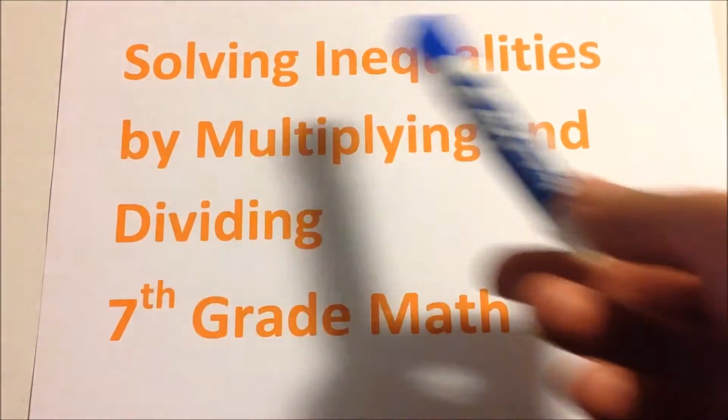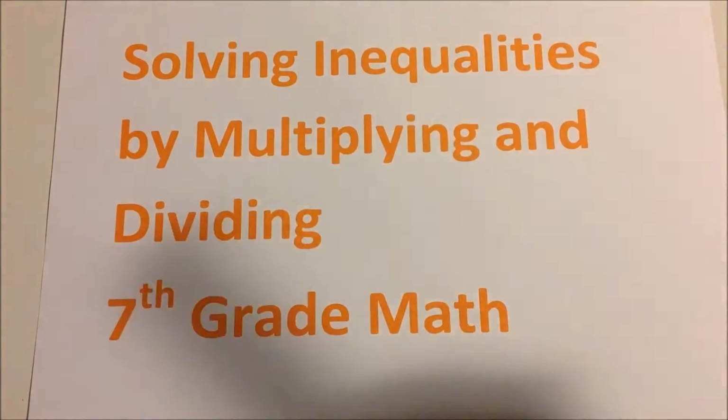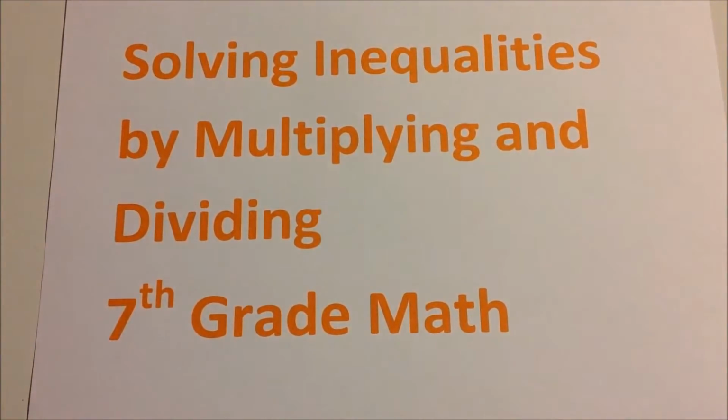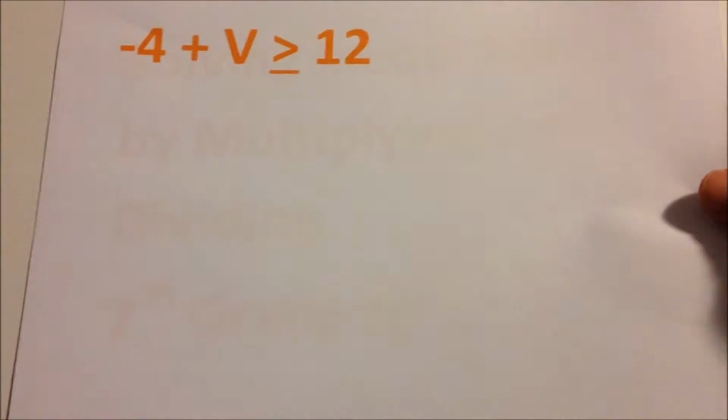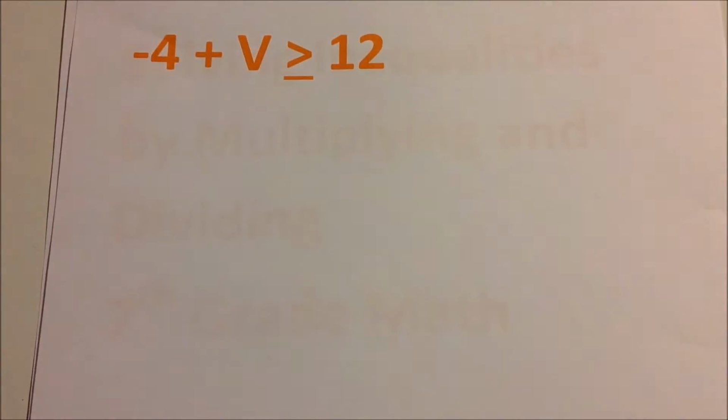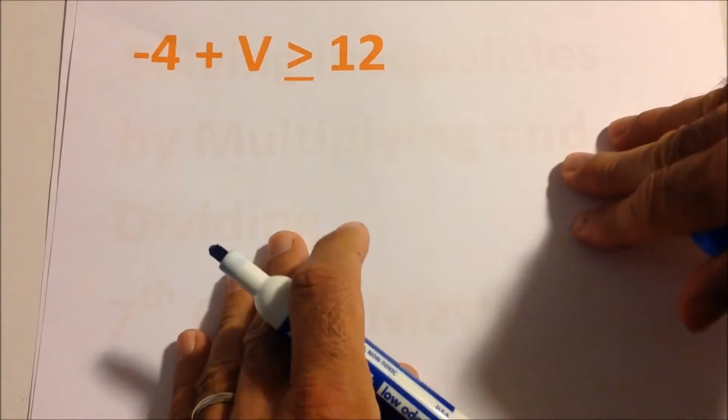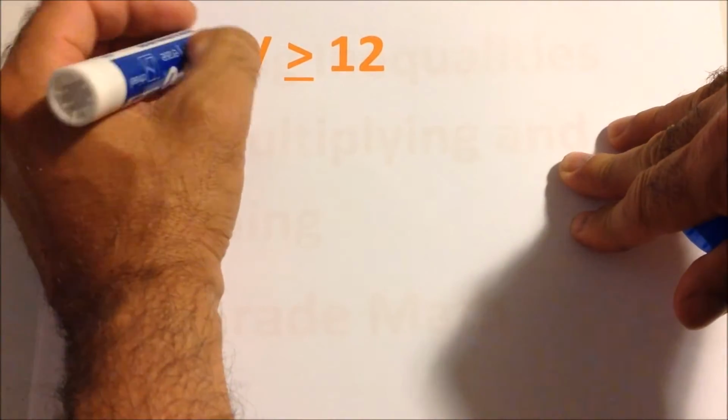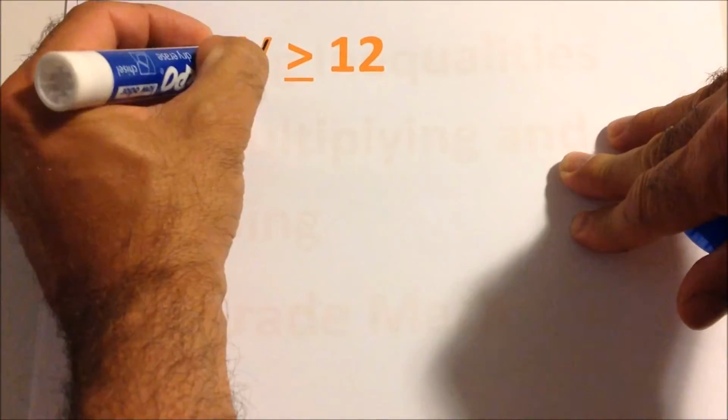Here's our video on solving inequalities by multiplying and dividing. And we already have solved inequalities by adding and subtraction. So let's just review that before we continue. So here we have negative 4 plus v is greater or equal to 12. Maybe we should have made that something different. Let's say w, it looks better.